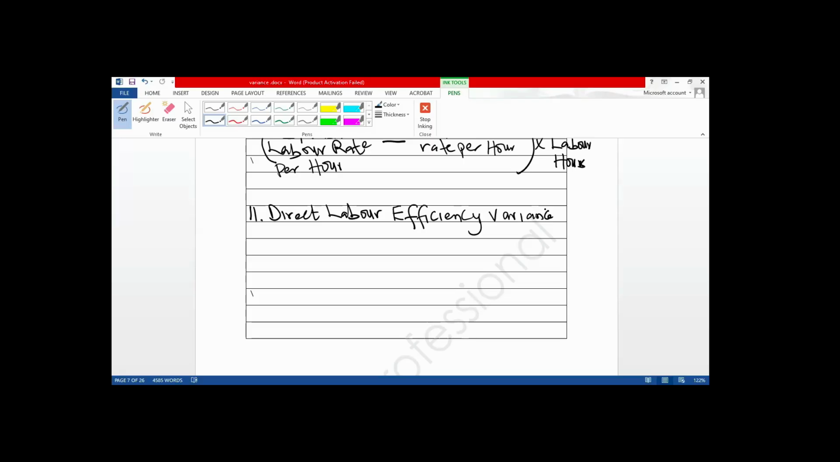For example, management says if you have to produce a bottle of Coke, it should take you 1 hour. Management has recommended 1 hour to produce 1 bottle of Coke. That is the standard hour. Any employee that uses more than 1 hour will be assumed to be inefficient.